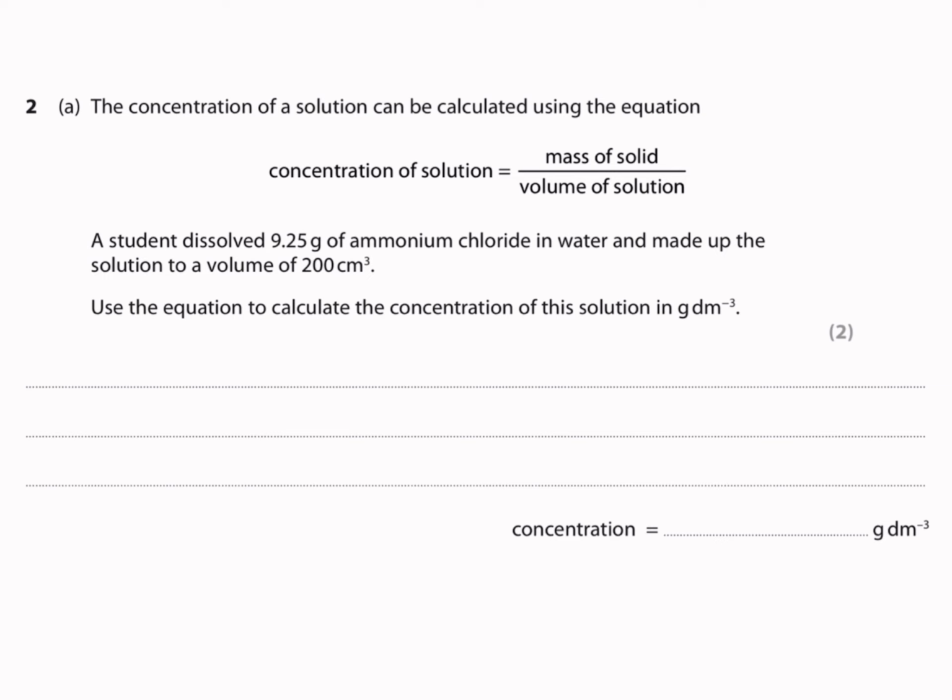The first thing, as always, is we go through and we highlight as we read. The concentration of a solution can be calculated by using the equation below. I've chosen to highlight concentration and then my numbers. In a maths question, always highlight the numbers. It just helps you gauge what you're working with. So we've got 9.25 grams of ammonium chloride and 200 centimetres cubed of water in the solution.